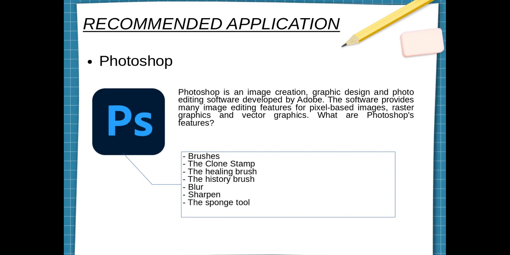We will see what the Photoshop features are. First, brush. Brushes are one of the most popular tools in Photoshop. They can be used for various effects, including compositing, painting, erasing, and retouching images. Next, the clone stamp. Clone stamp allows you to copy pixels from one area of an image and paste them into another area. This is useful for repairing damaged or corrupt images. Next is healing brush. It's similar to the clone stamp, but it blends the copied pixels with the surrounding pixels for a more natural look.